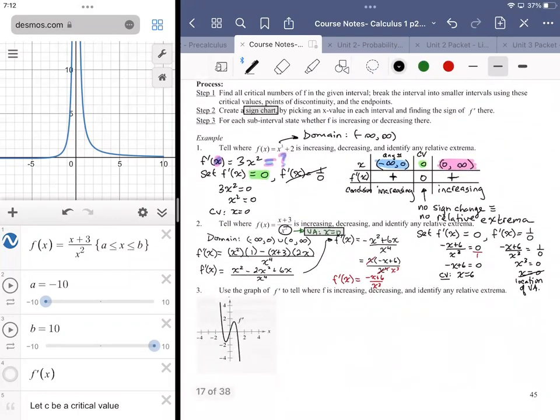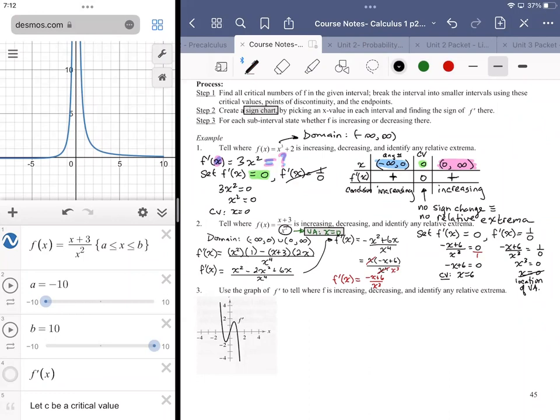The first step in the process, find all critical numbers on the interval, but then break the interval into smaller intervals using these critical values, points of discontinuity, and the endpoints. We still don't have any endpoints, but we do have a point of discontinuity, that x equals 0. So even though the x equals 0 is not a critical value, it still becomes an important part of the table, all right? So I'm going to break up my domain, which goes from negative infinity to infinity.